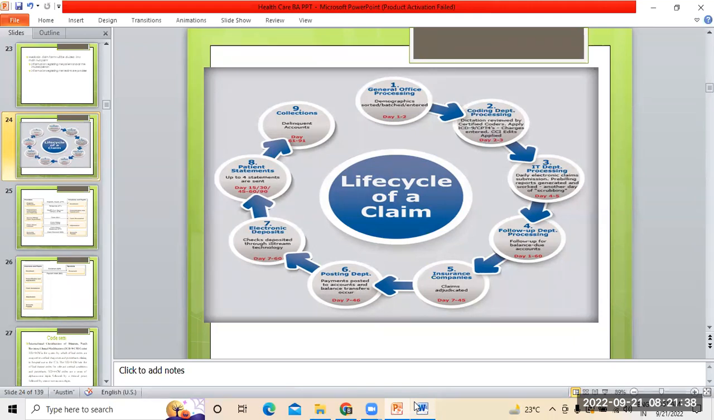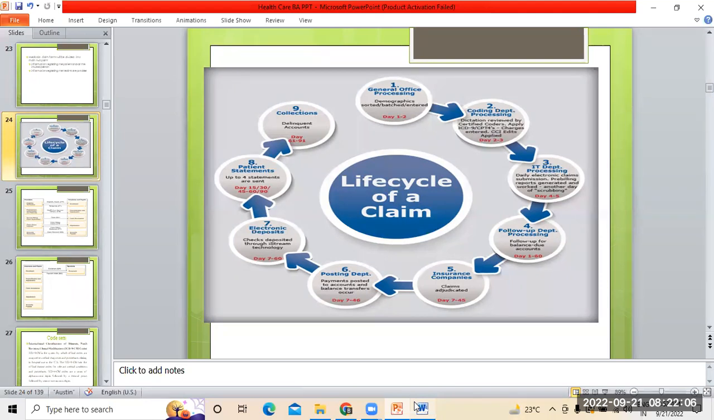General information gathered based on the demographics is the first step. Second, whatever possible and necessary code is to be written for a particular transaction will be written by the people there. Third, IT department processing, where electronic claims and all submissions, everything will be mentioned under the third level.